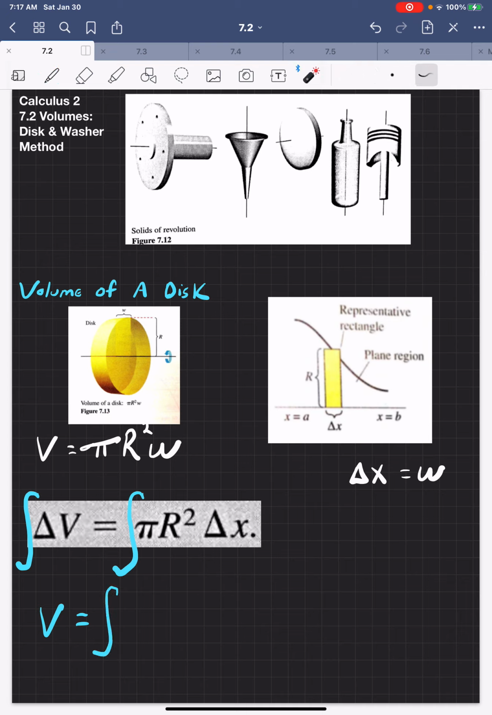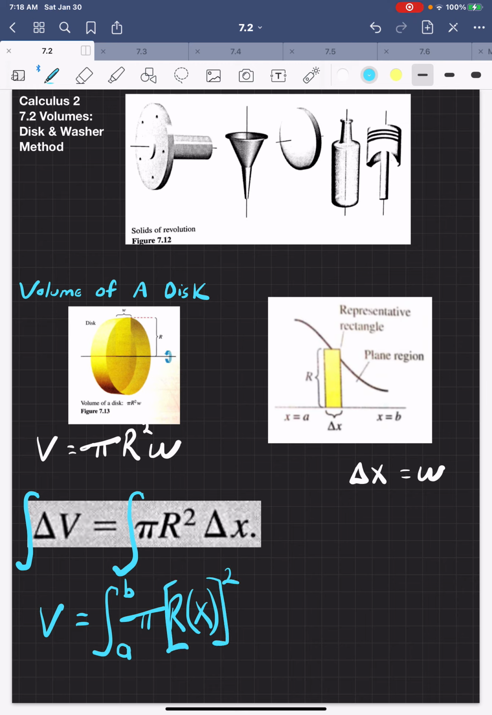Now, if we're going to integrate, we need to have a place where we start and where we stop. So if you think about it, this graph starts at A and this graph stops at B. So from A to B. And then what's left is pi r squared. Now that r, instead of just writing r, I'm going to write as r of x.